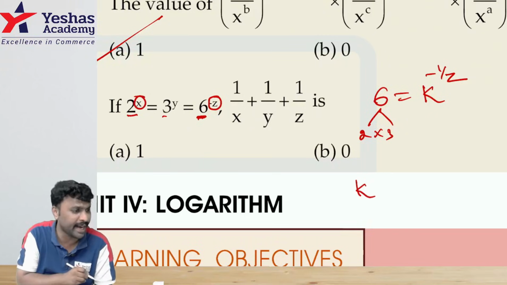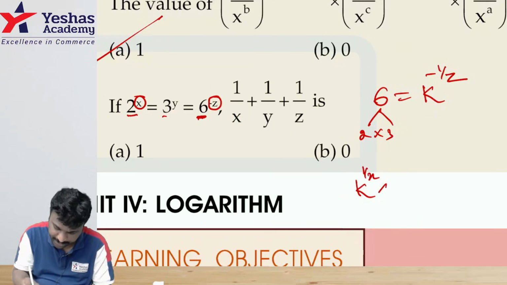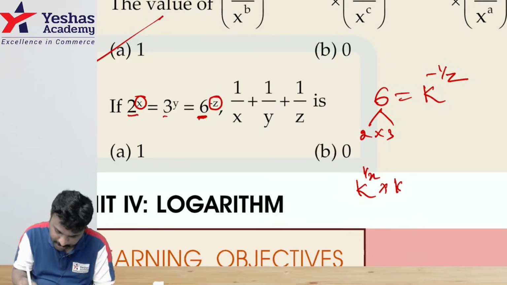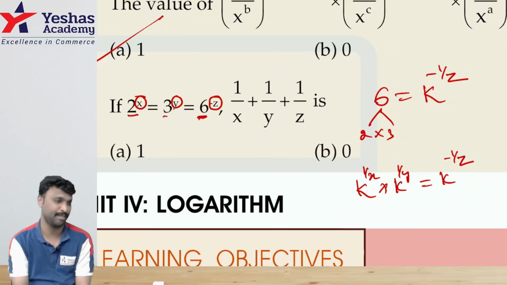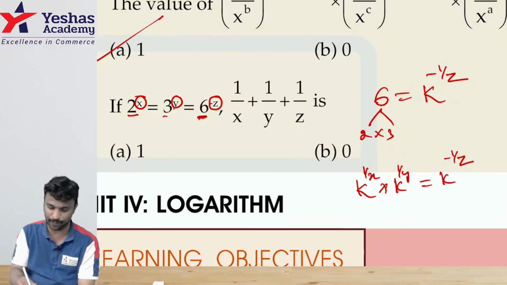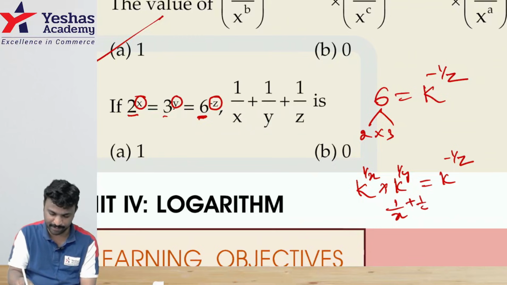Guys, 2 has a power x, so k will have a power 1 by x. 3 is k power. 3 has a power y, so k will have the power 1 by y, is equal to k power minus 1 by z. Have you understood? See guys, the bases are the same, so the powers can be equated. So 1 by x plus 1 by y is equal to minus 1 by z.